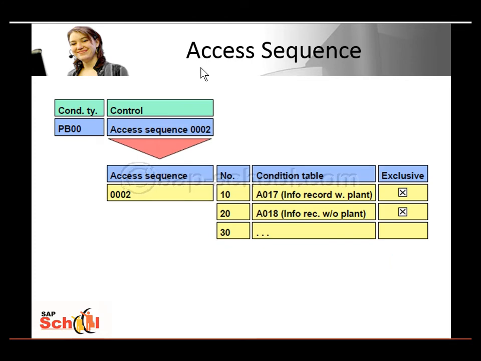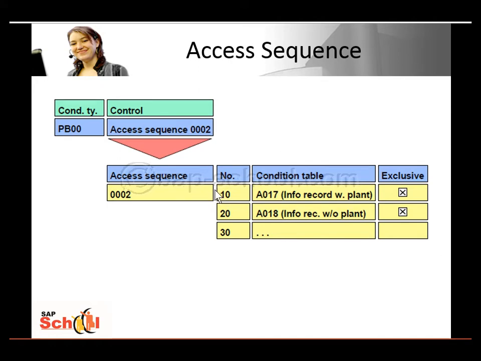An access sequence is a search strategy that the system uses to find valid data for a particular condition type. It determines the sequence in which the system searches for data. The access sequence consists of one or more accesses. The sequence of the accesses establishes which condition records have priority over others. The accesses tell the system where to look first, second, and so on until it finds a valid condition record.